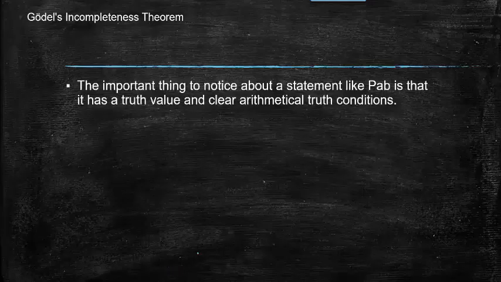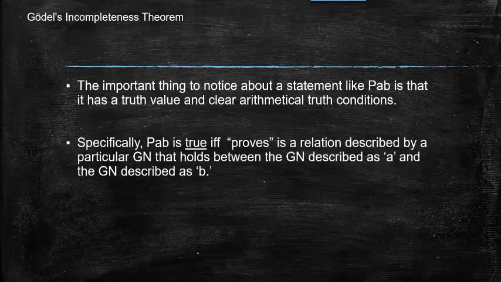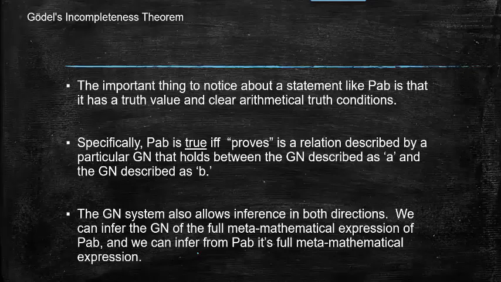The important thing to notice about a statement like PAB, A is a proof of B, is that it has a truth value and therefore clear arithmetical truth conditions in the Gödel numbering system. Specifically, PAB is true if and only if proves is a mathematical relation, described by a particular Gödel number, that holds between the Gödel number described as A and the Gödel number described as B. So the Gödel numbering system also allows inference in both directions. We can infer the Gödel number of the full metamathematical expression of PAB, and we can infer from PAB its full metamathematical expression.